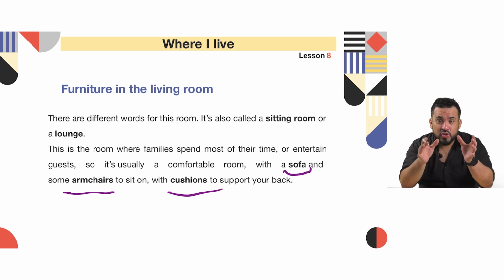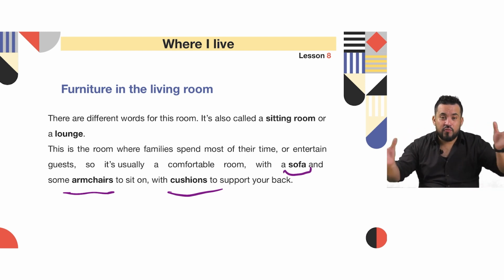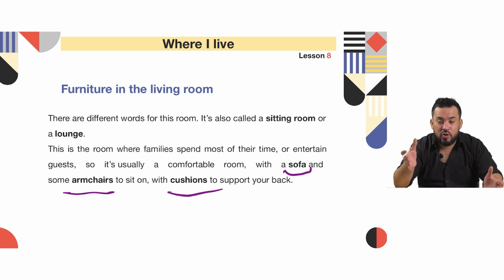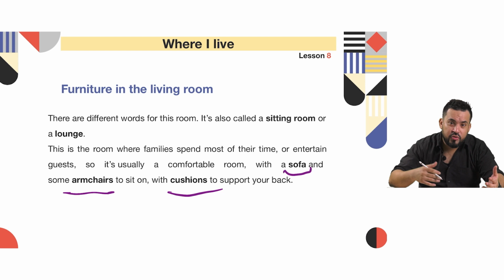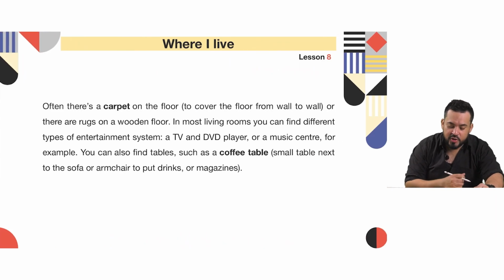A love seat also is kind of like a sofa, but it's only for two people. They call it a love seat. So you have an armchair, a love seat, and a sofa. Armchair, love seat, sofa. Cushions or small pillows you throw on the floor, or you put on the sofa, on the armchair.